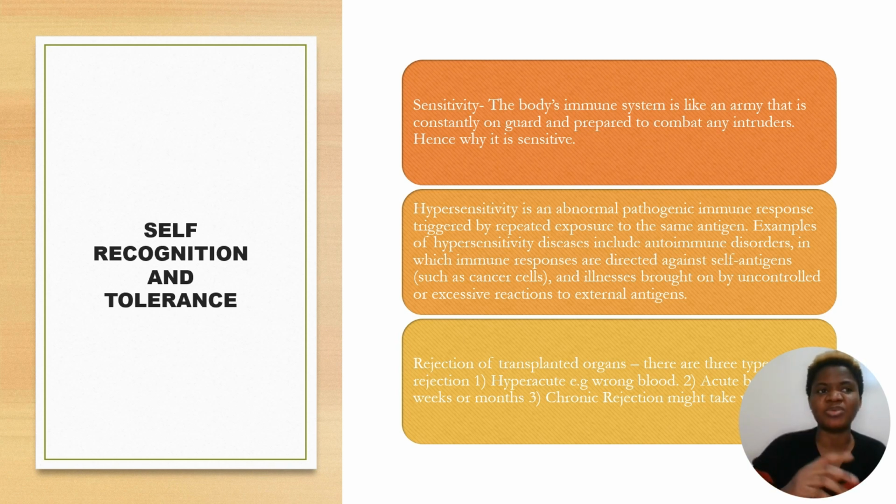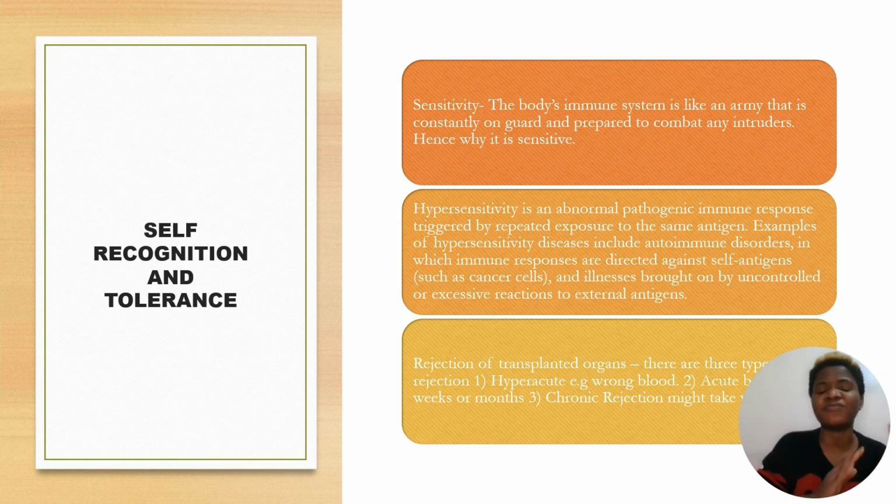Some people are allergic to nuts, allergic to dust or things like that, and it's just the immune system reacting weirdly, which it shouldn't be. And then we have autoimmunity and rejection of transplanted organs. We're going to treat autoimmunity next, but rejection of transplanted organs can be hyperacute, acute, or chronic.